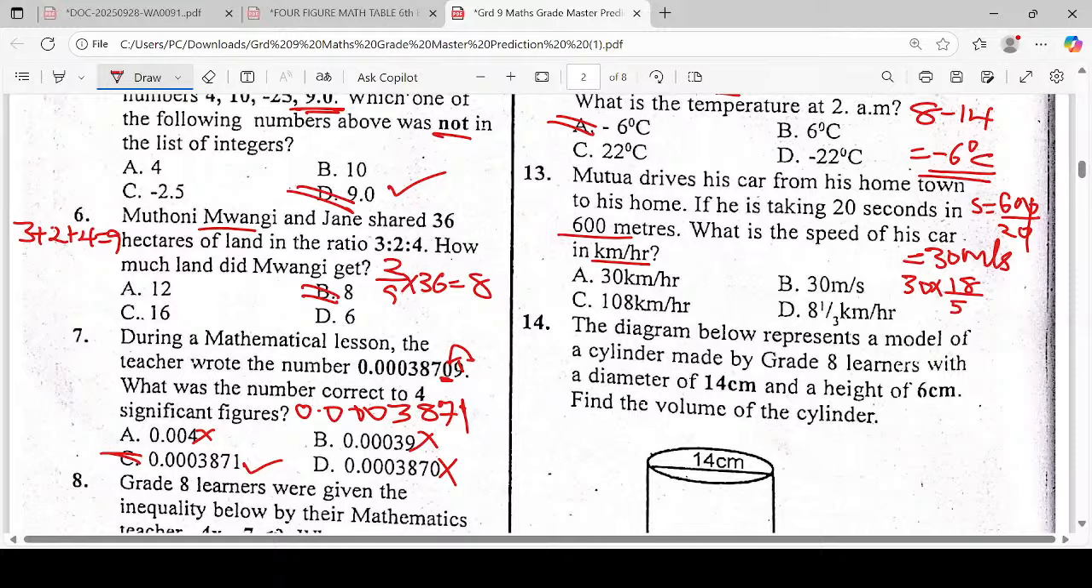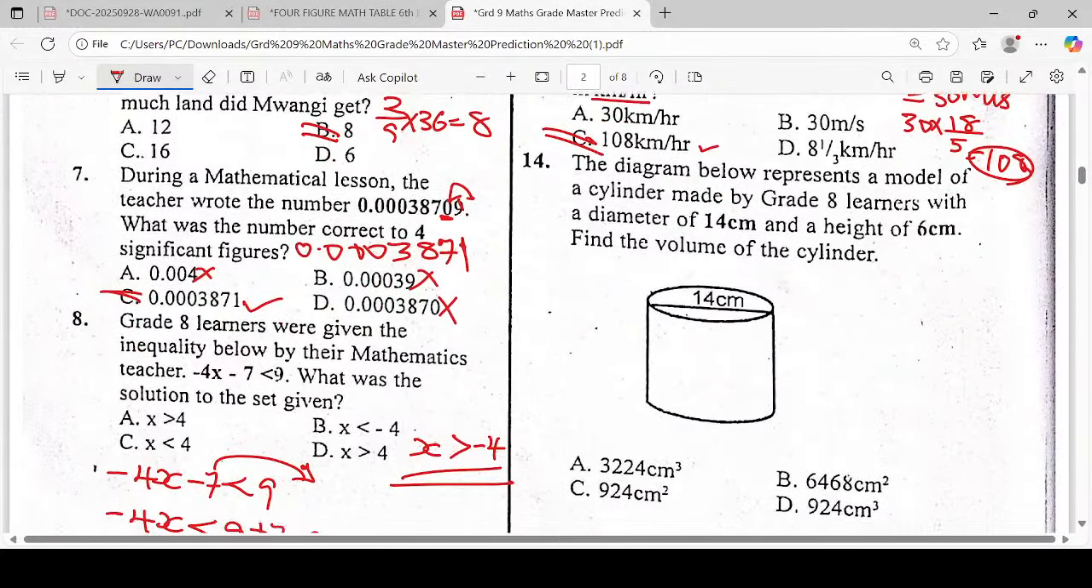30 times 18 over 5, learners. So what are you going to get in that case? The answer is 108 kilometers per hour. That makes choice C for cat the most appropriate answer. Let us look at question number 14.